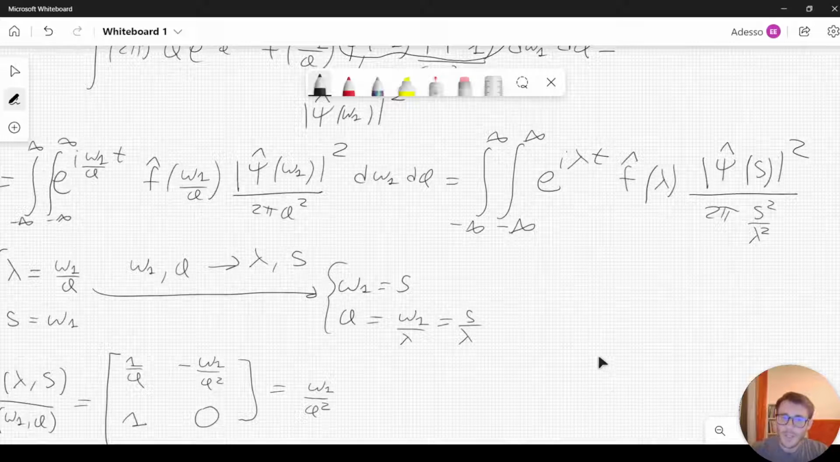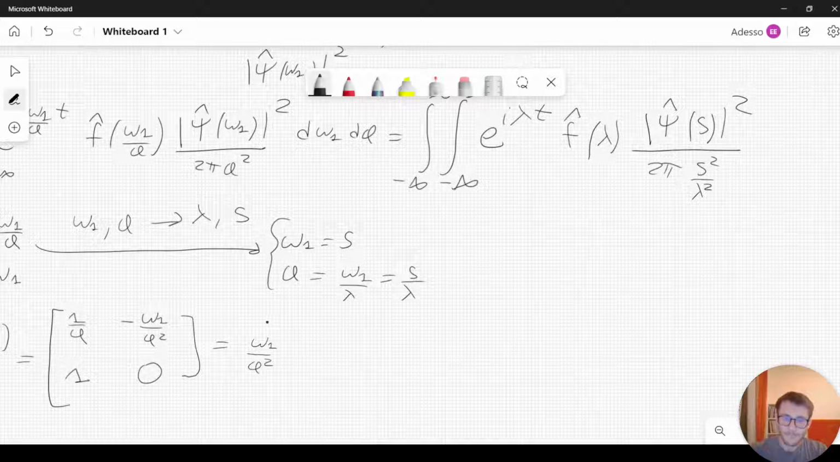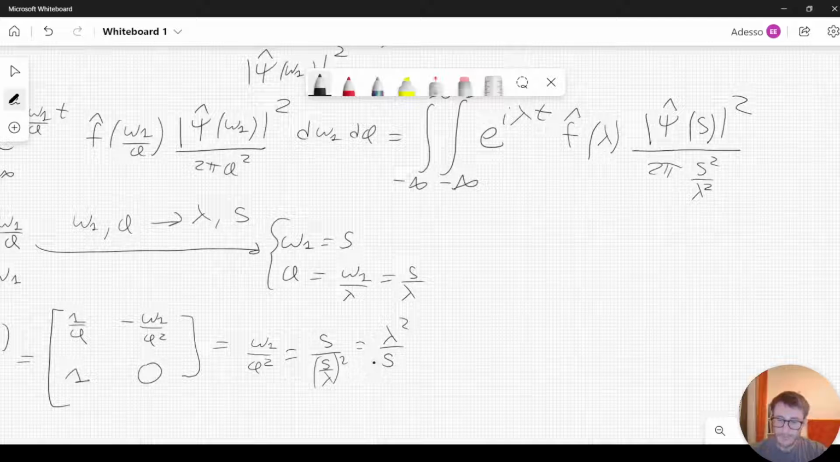And then remember that I have to put the Jacobian, omega_1 over a squared, but remember that instead of omega_1, we have to write s. So this is equal to s over a squared, but a is equal to s over lambda. So we have s over lambda squared. So this is equal to lambda squared over s. This is the Jacobian of the transformation.